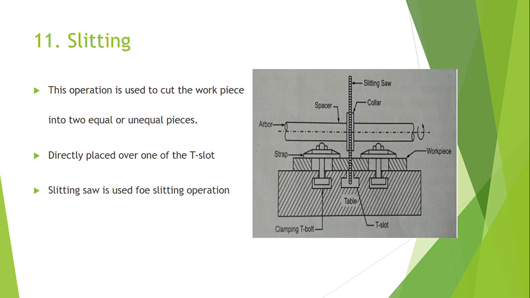In the parting off operation, the cutter and workpiece are set so that the cutter is directly placed over one of the T-slots, so that we can make the workpiece into 2 or 3 parts. It is the operation of parting off a solid piece into 2 parts or cutting a narrow slot and groove. The workpiece is required to be rigidly held in the work holding device, so that we get the slitting operation. A slitting saw is used for the slitting operation.